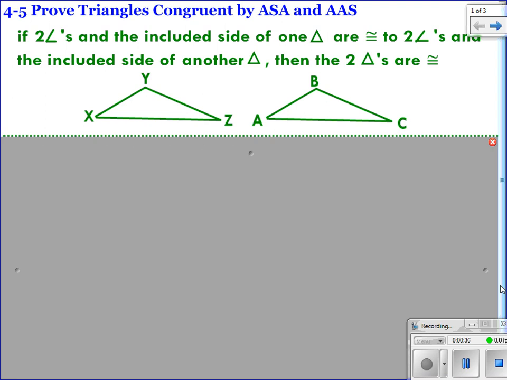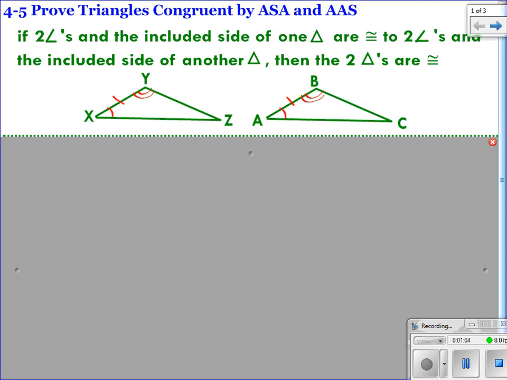So let's say I talked about this angle being congruent to this angle. And we'll pick this angle congruent to this angle. What sides would I have to have a mark on for ASA? Yep. So that would be a picture that would go with angle, side, angle.